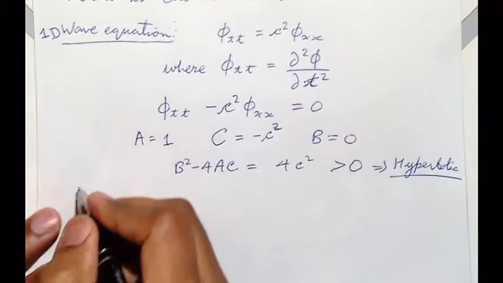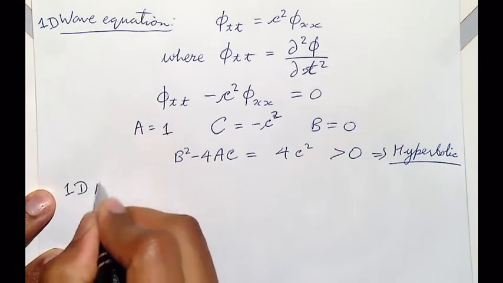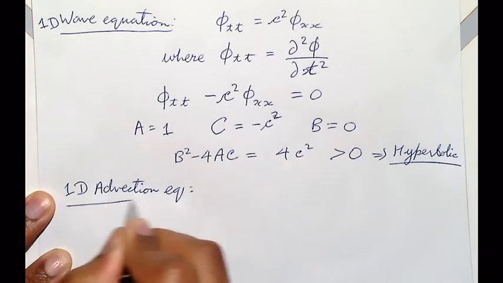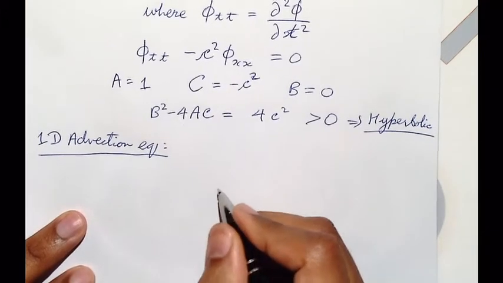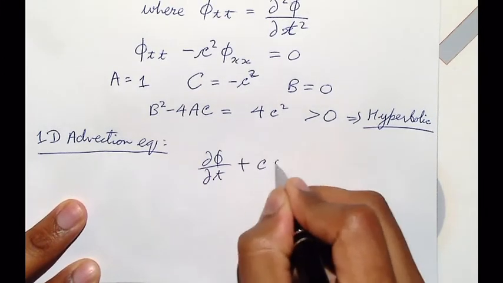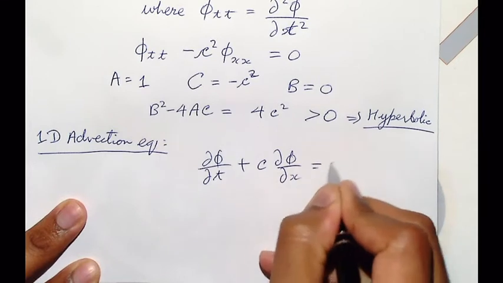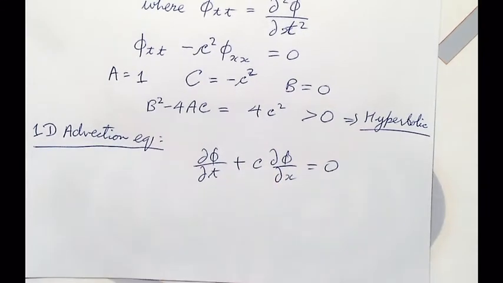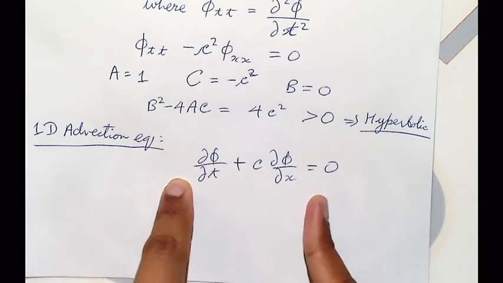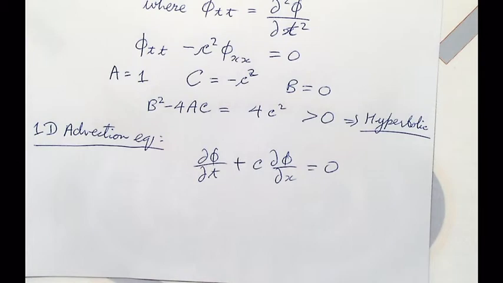What about the advection equation? That's the one we've been talking about. 1D advection equation. So if we have del phi by del t plus c del phi by del x equals 0. And now this c is basically our velocity. So I've replaced u that we've been using with c, wave velocity. What is the order of this one? First order. All right, it's first order.